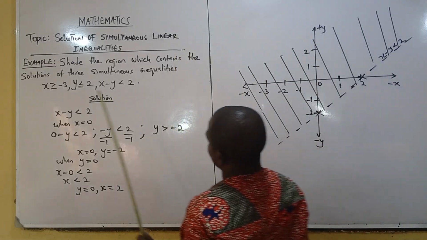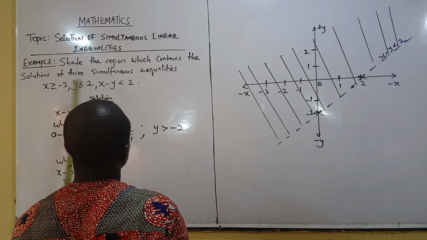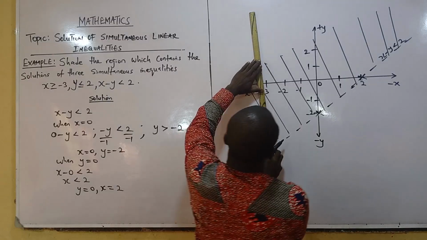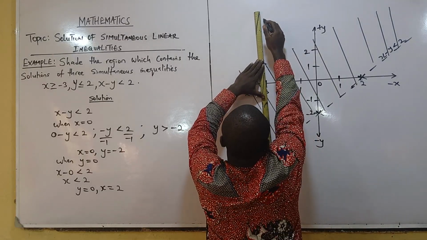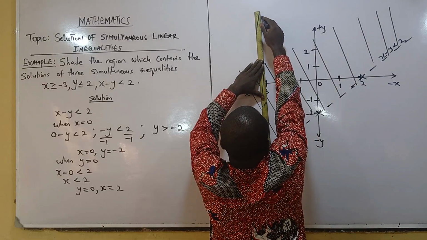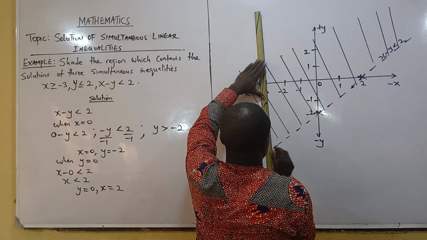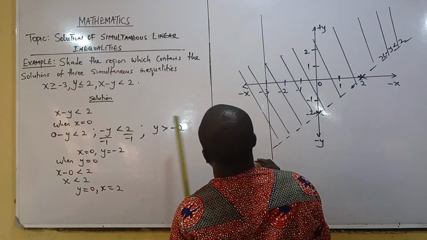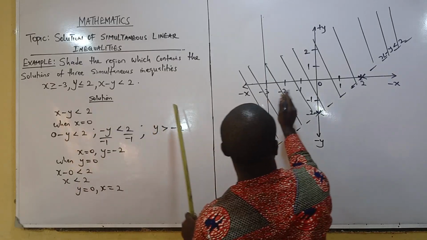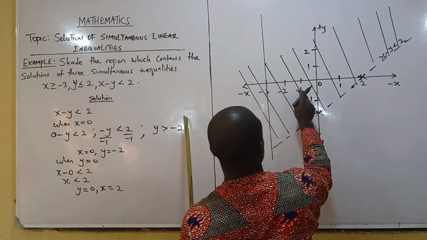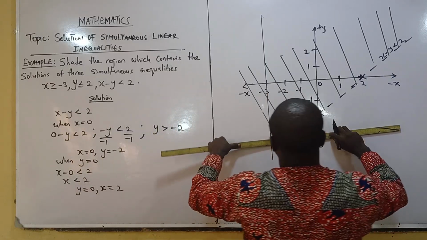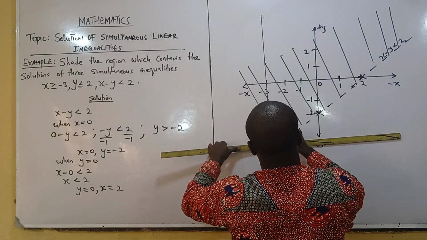Okay, now we have x greater or equals to minus 3. Use a thick line because there's equals to. And we are going to shade greater. This minus 2 is greater than minus 3. Minus 1 is greater than minus 3. You shade this portion.